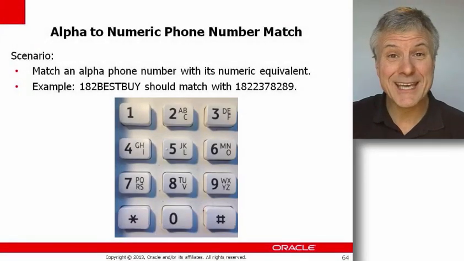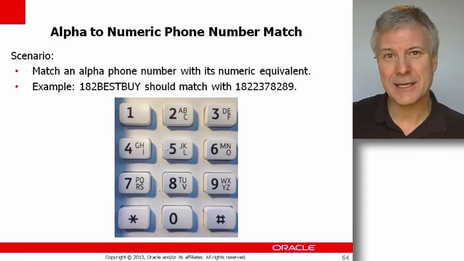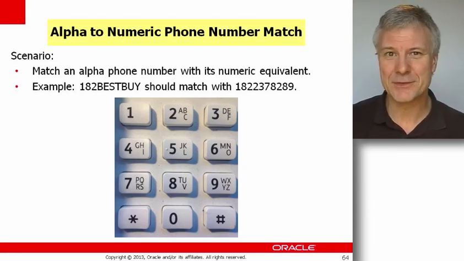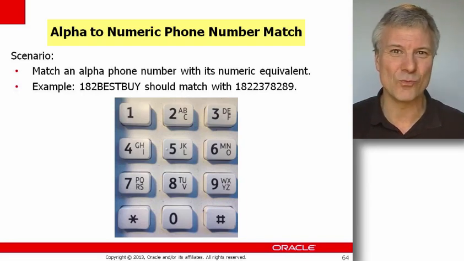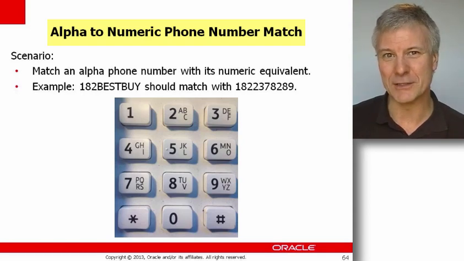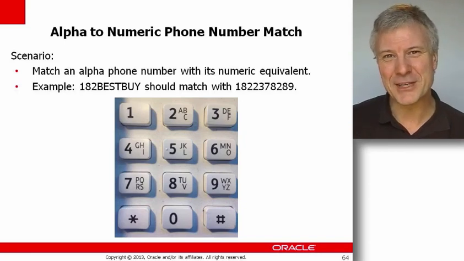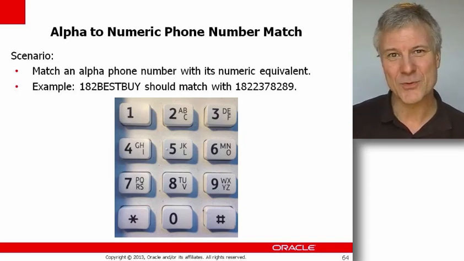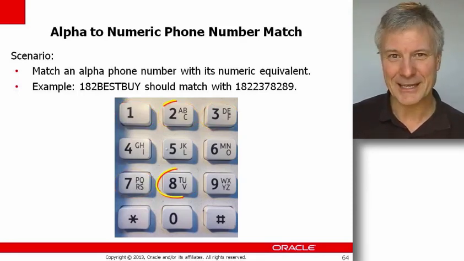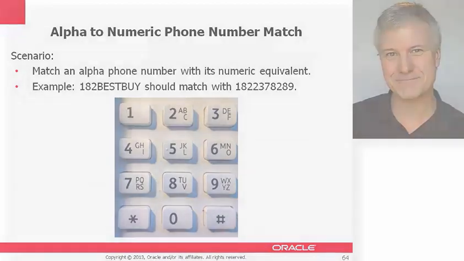In this video, we're going to again look at tailoring CDS. And the scenario we're going to take this time is tailoring one of the matching services so that an alpha phone number, the kind of phone number that you see advertised, 182 Best Buy, for example, can be matched with its numeric equivalent. So you can see the phone pad on the photo here. So things like 182 Best Buy should match with its numeric equivalent, which is 182.237.8289. So we'll look at how we can tailor a match service to achieve that.